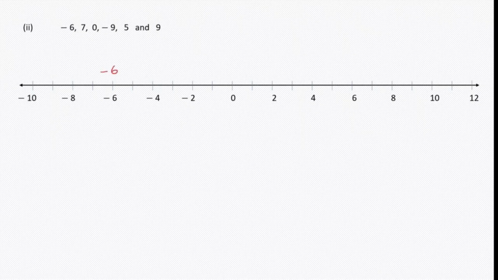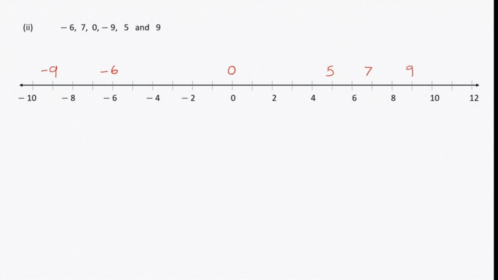7. 7 is a positive number, so go beyond 6. And between 6 and 8 we have 7. 0. Okay, mark 0. Minus 9. Minus, so it's a negative number on the left hand side between minus 8 and minus 10. So that's minus 9. 5 is a positive number on the right side, between 4 and 6. And 9 is a positive number after 8. Okay, so we have all our numbers.